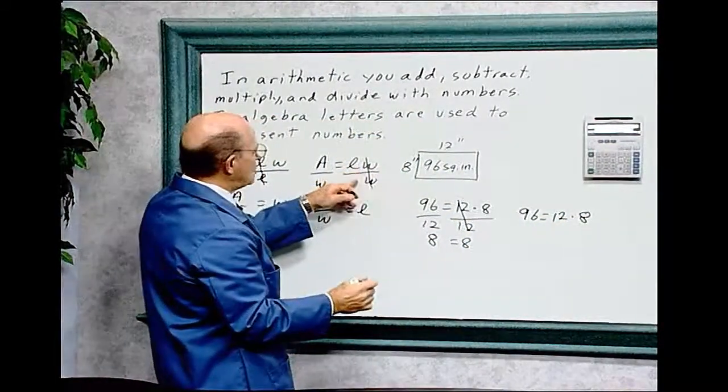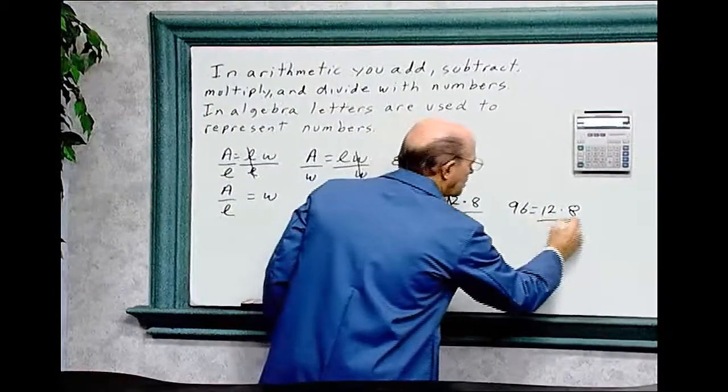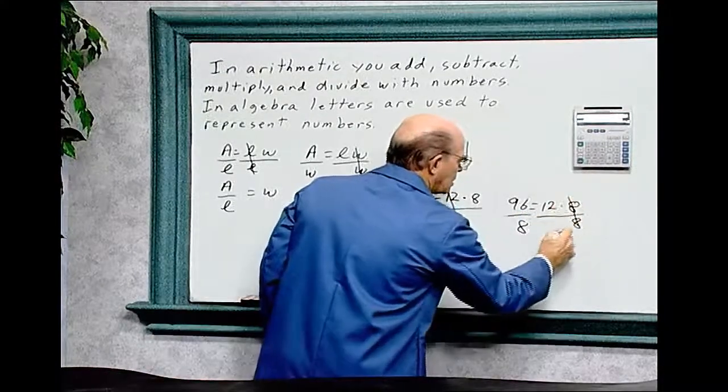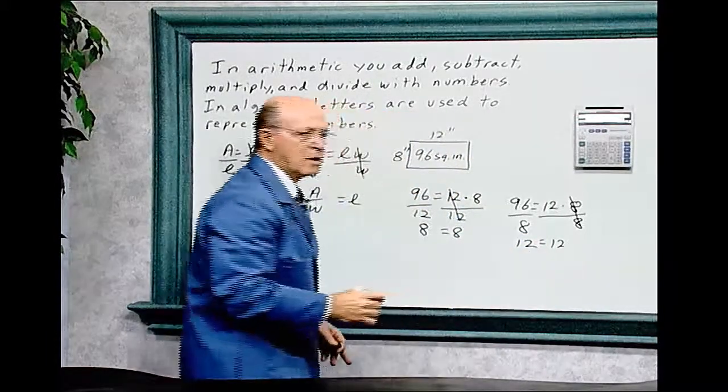Now let's divide each side by W. And the W is the 8, so we divide each side by 8. And so this cancels out, so 12 equals 12.